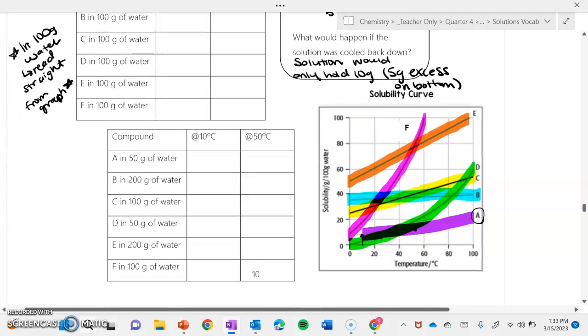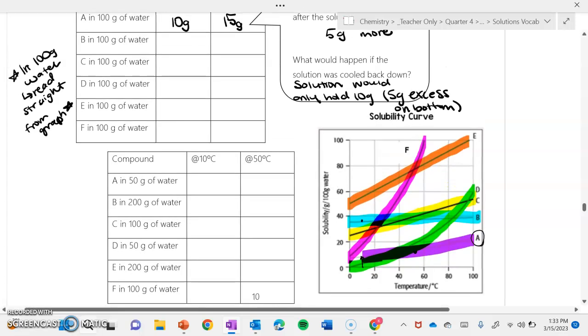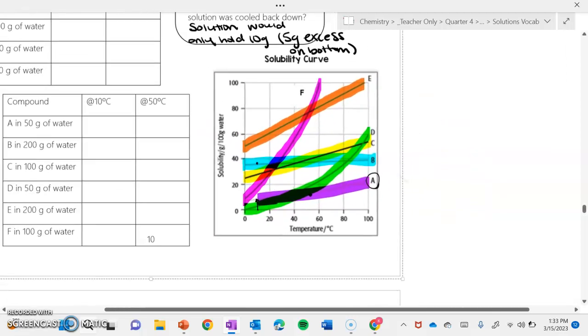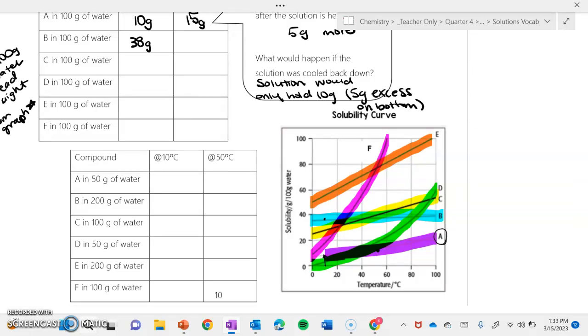So going to line B, at 10 degrees and at 50 degrees. It looks like at 10 degrees, I'm at about 35 grams. Actually, it's a little over that, maybe 38. Again, we're eyeballing this, so 35 is close enough. I'm going to write 38 because it looks like it's a little bit closer to 40. And then as I increase to 50 degrees, looks like I'm at maybe 39. This one's a pretty flat line. The B doesn't change much.